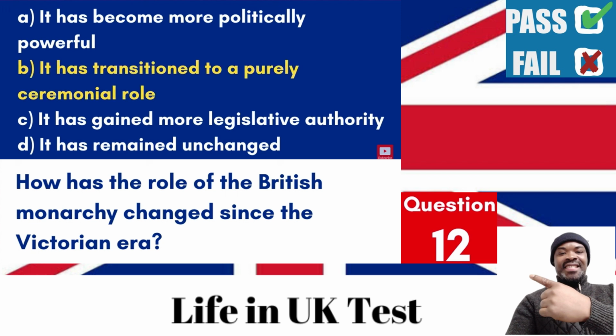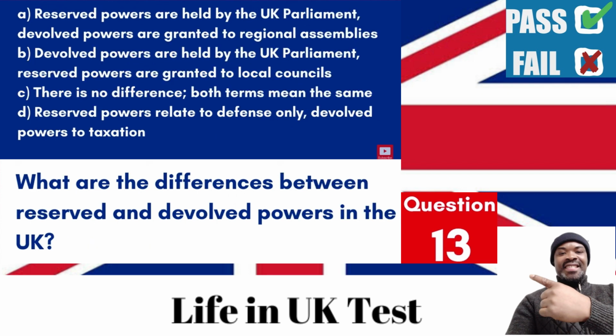Answer B. It has transitioned to a purely ceremonial role. Since the Victorian era, the role of the British monarchy has largely transitioned from one of significant political power to a primarily ceremonial role.